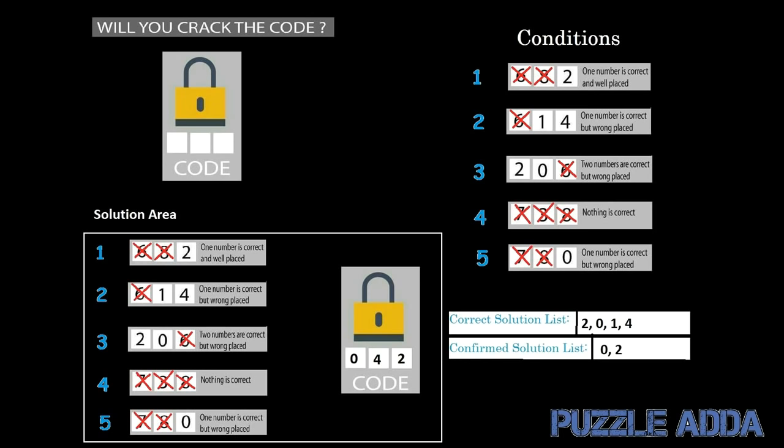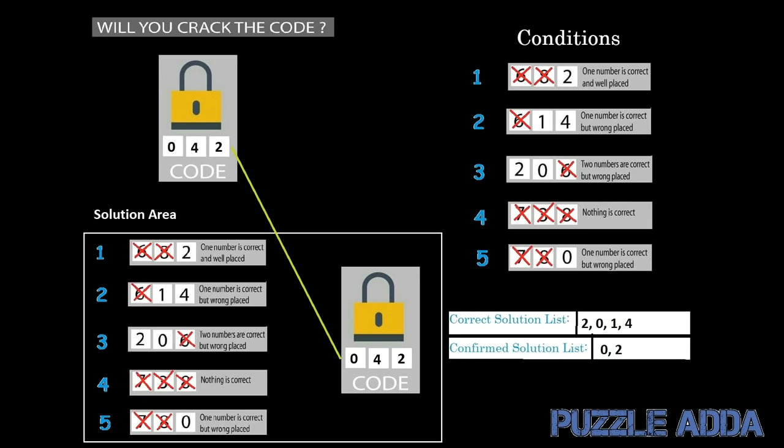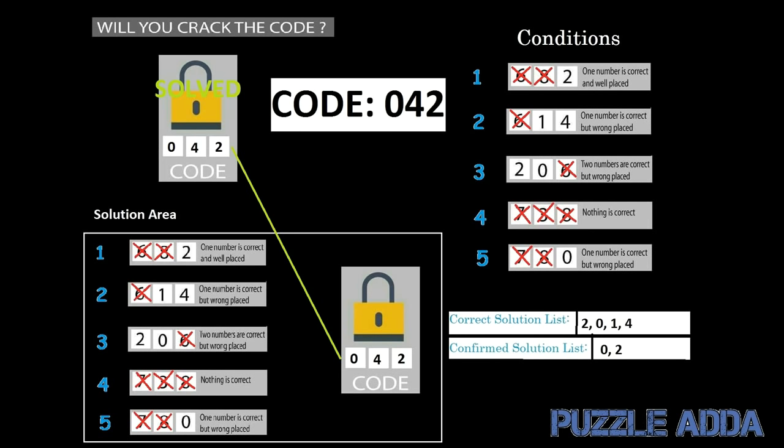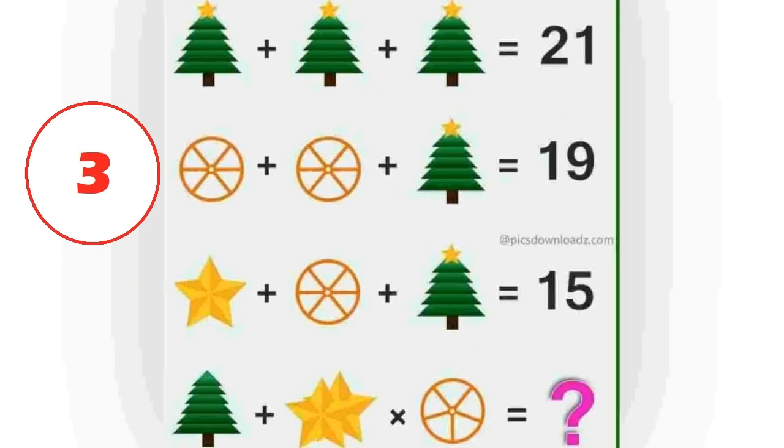So we have successfully cracked the code. So the code which will open the lock is 042. Let me put the 042 in the code. So this puzzle is solved. The code is 042, which is the solution of this puzzle.